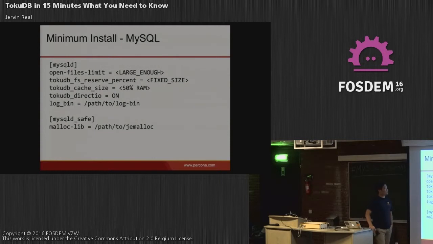For the minimum MySQL configuration, as I mentioned, it's open files limit, number one. Then tokudb_fs_reserve_percent. This is because by default, it uses 5% of your file system. And if you have like 2 terabytes, that means 100 gig. And if you have 10 terabytes, then that's probably 500 gig, right?